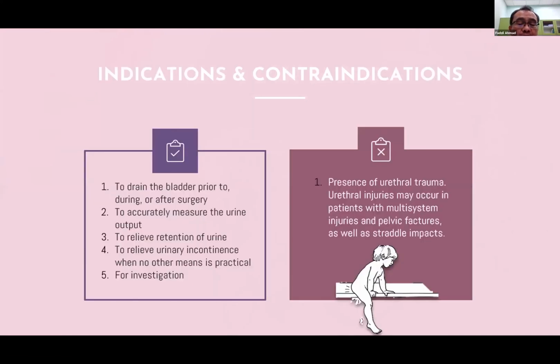Okay. As for indications and contraindications, the indications are to drain the bladder prior to surgery, to measure the urine output, to relieve the retention of urine, to relieve urinary incontinence, and also for investigations such as urine culture. And contraindication is when there is presence of urethral trauma, such as in pelvic fractures or straddle impact. So the picture shown is a straddle impact.